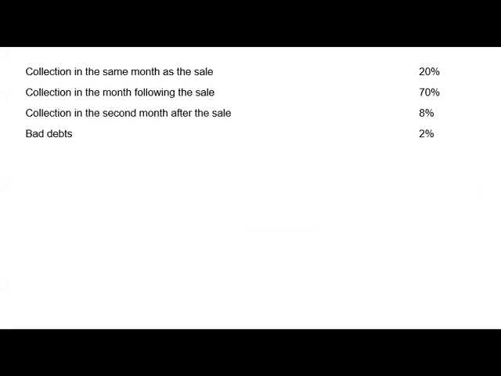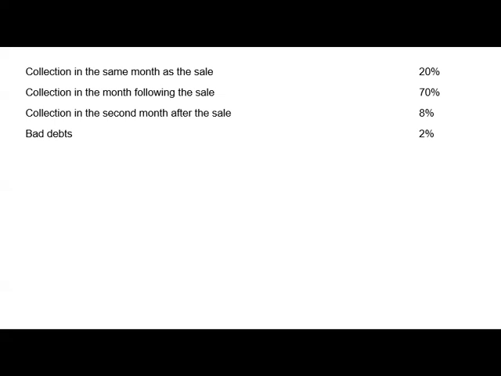20% of April credit sales will be collected in April, 70% will be collected in May, and 8% will be collected in June. So none of April credit sales will be collected in the budget period, which is July to September. That's why I don't even care about April credit sales, because all of them have been collected. All that matters is amounts that will be collected within the budget period, which starts in July.